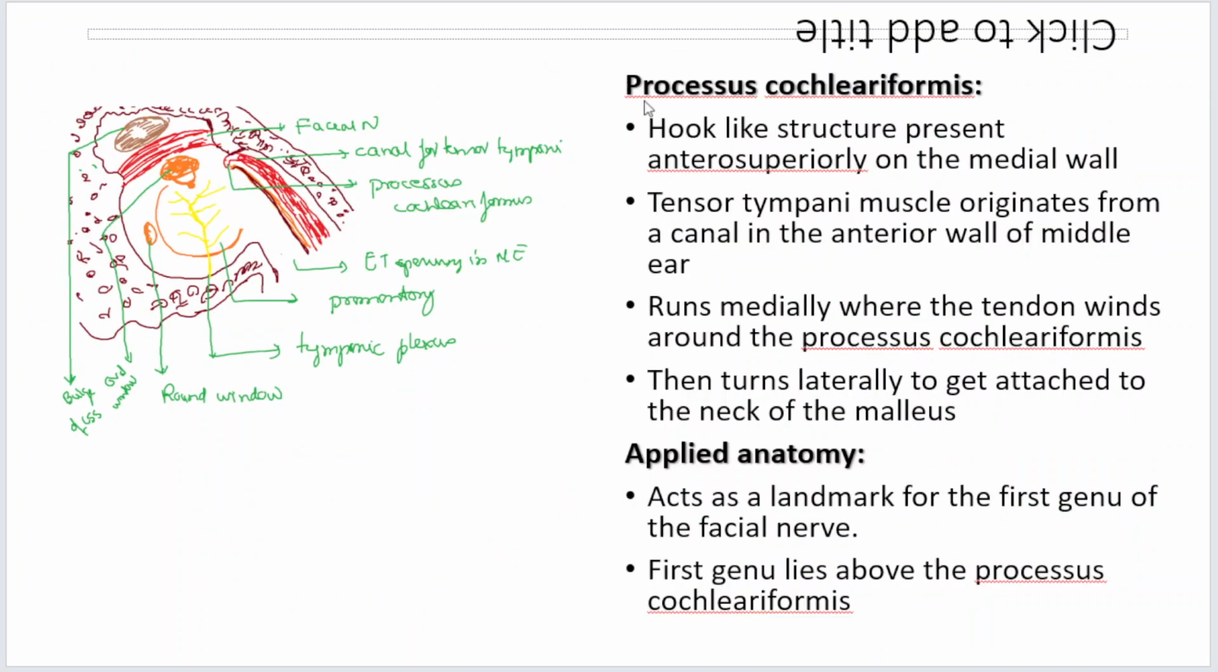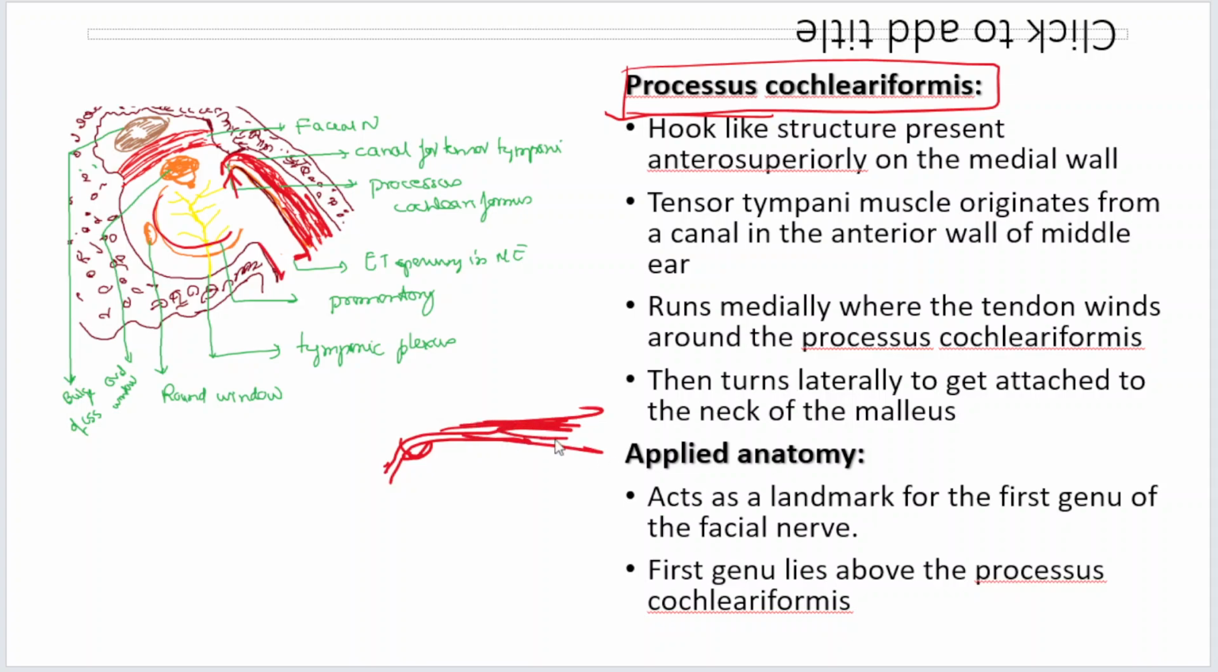Next, the processus cochleariformis. What is the structure that is present anterosuperiorly? Again, orienting yourself, this is the medial wall of the middle ear. This is the promontory. This is the opening of the eustachian tube. As we said in the anterior wall, above the opening of the eustachian tube you have the canal for tensor tympani. From the canal for tensor tympani comes the muscle, and then you have the tendon for tensor tympani. This part is a hook-like structure, and the tendon hooks around this.